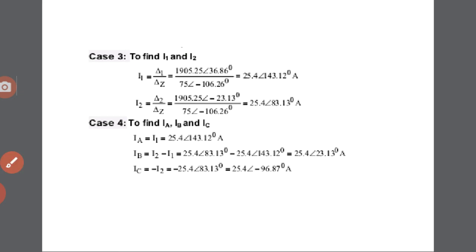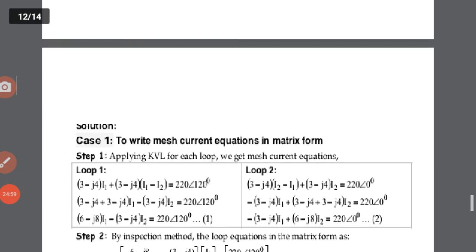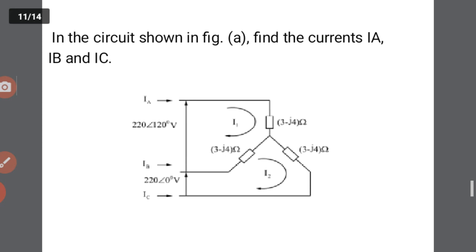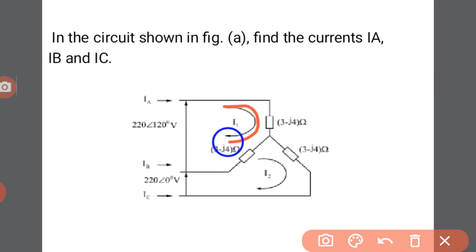So in this way you have to find the values. Just go through it in a simple way. First, write down the number of loop equations. When you are finding the loop equations, note down the current direction of each loop. After that, write down the loop equations and put them into matrix form. In this case we have to find the values of currents IA, IB and IC.